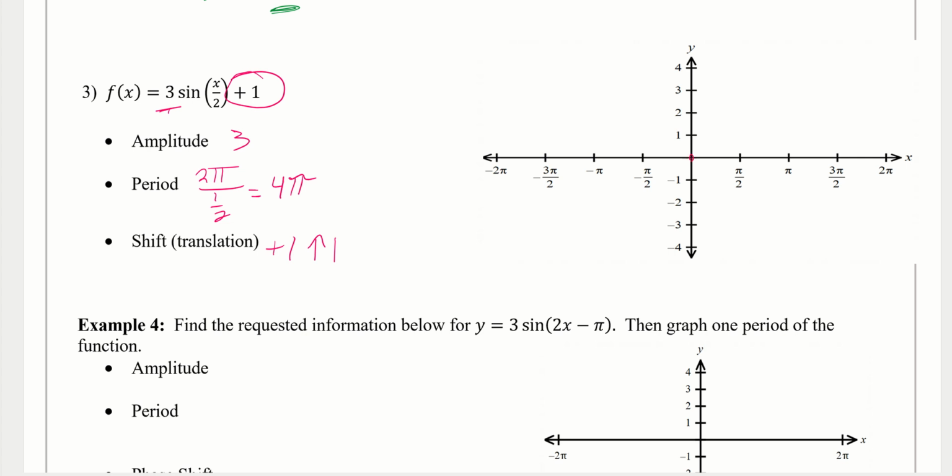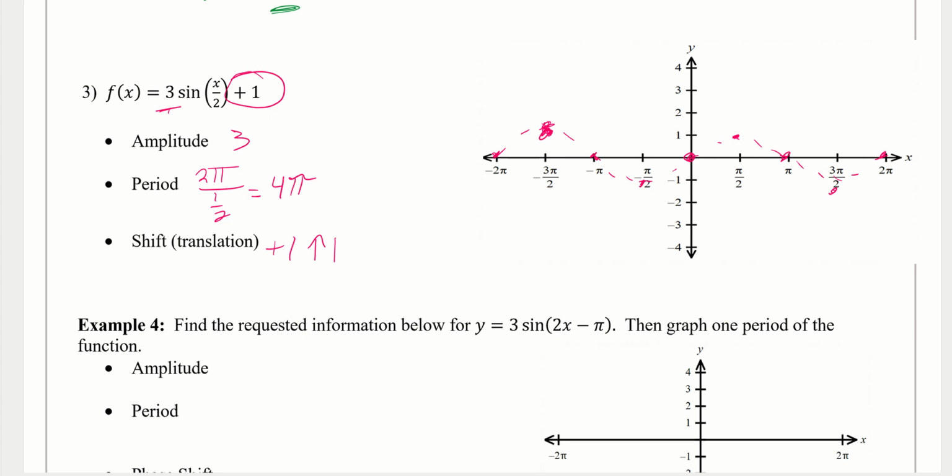I'll do the parent function again. Up to 1. Down to 1. Have it repeat over here. Cool. And that is my parent function for sine. This one looks a little bit high, but maybe move it down a little bit.